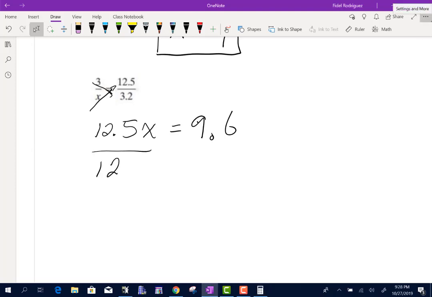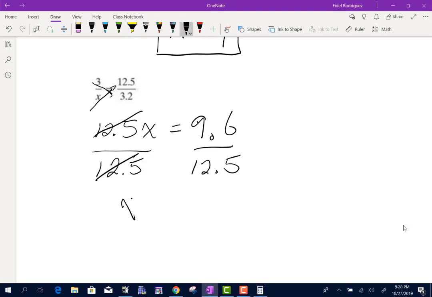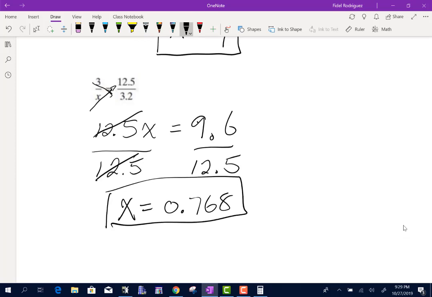And then we'll divide both sides by 12.5. And guys, because I am dealing with decimals here, I'm just going to divide this out and see what we come up with. So 9.6 divided by 12.5 equals 0.768. So we're coming up with x equals 0.768. And there's my answer.